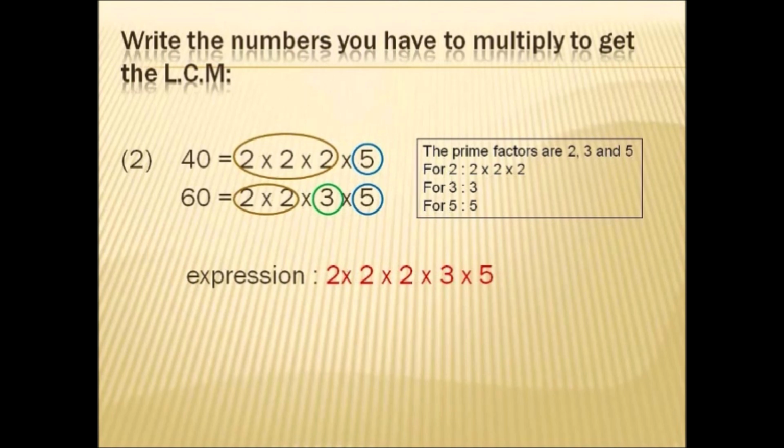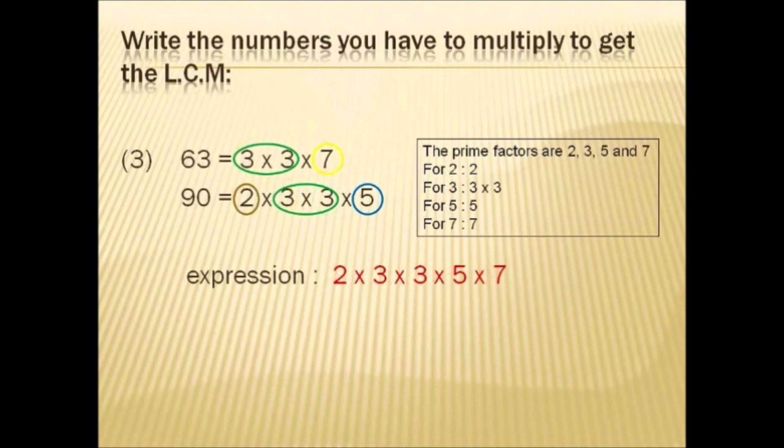Got it? Just look at the prime factors and choose the greatest number of factors that you have. Number 3, the prime factors are 2, 3, 5, and 7. For the 2, there's only 1 2. For the 3, it's 3 times 3. That's the greatest number, so you use 3 times 3. For 5, there's only 1 5. For 7, there's only 1 7. So the LCM would be 2 times 3 times 3 times 5 times 7. That's it.